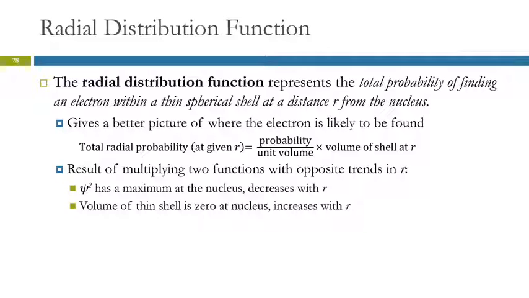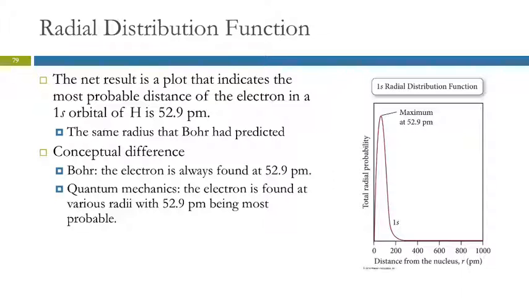So they fiddled around with that. Now we use the radial distribution function. The total probability of finding an electron within a thin spherical shell at a distance r from the nucleus. This gives us a better picture. So now we've got the probability divided by the unit volume times the volume of the shell at a distance r. So we multiply these two functions, and we get a better understanding of what's going on.